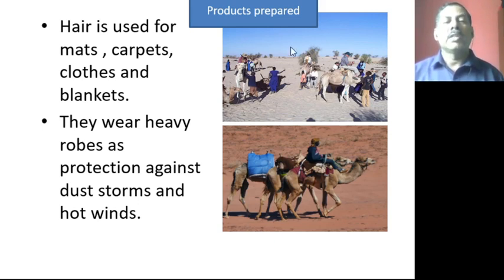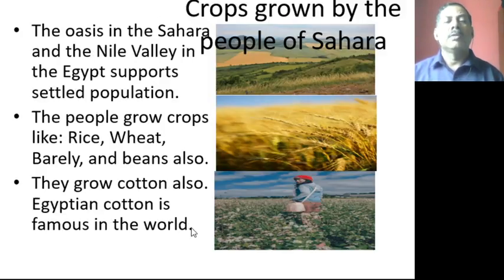And the people, you can see the Tuareg, they are moving from one place to another place. And now coming to another slide, the crops grown by the people of Sahara. So the oasis in the Sahara and the Nile Valley in Egypt support a settled population.